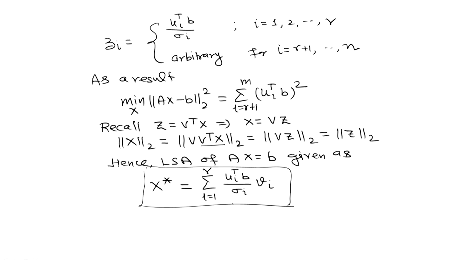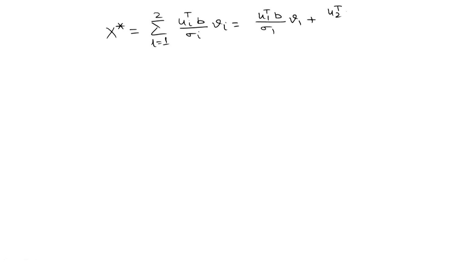So, if we see the earlier example which we have taken for fitting a line, there x star, that is the least square solution, can be given as the sum from i equals 1 to 2, because we have only two singular values, of u i transpose b upon sigma i V i. So, this will become u 1 transpose b upon sigma 1 into V 1 plus u 2 transpose b upon sigma 2 into V 2.